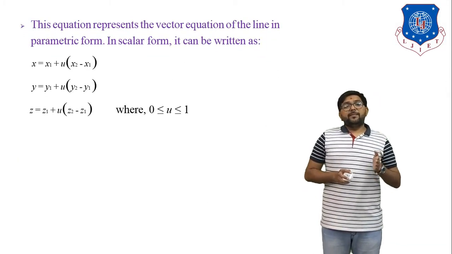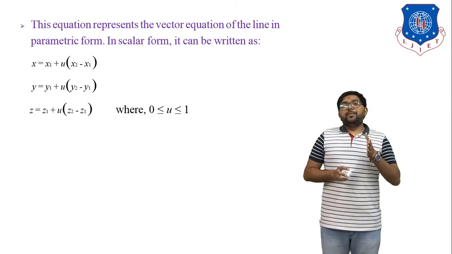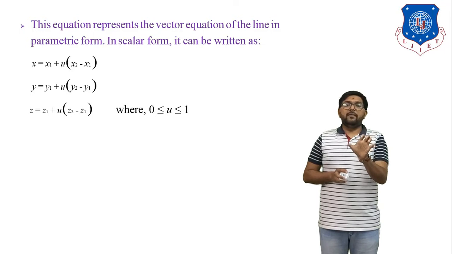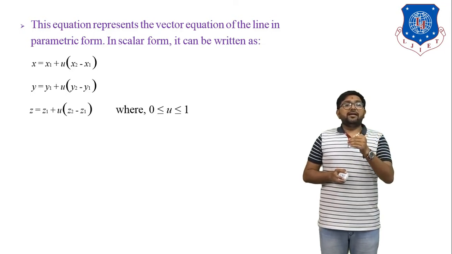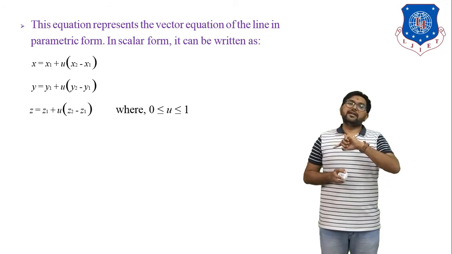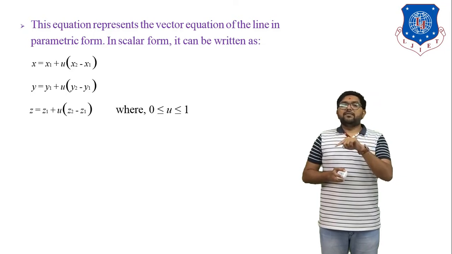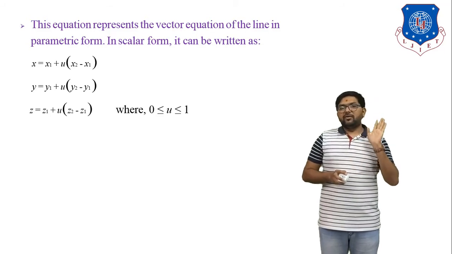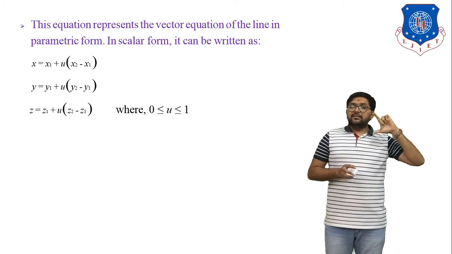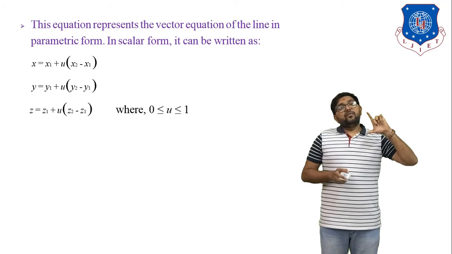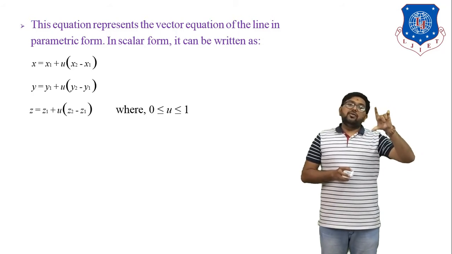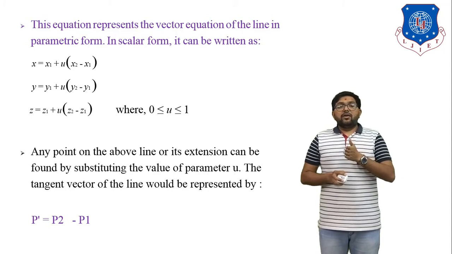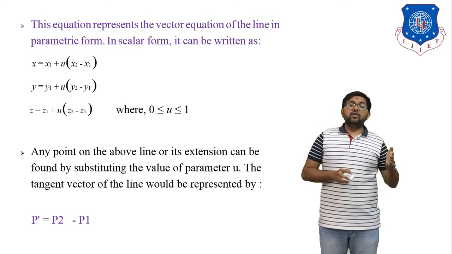Now this equation represents the vector equation: P is equal to P1 plus u into P2 minus P1. That is in vector form. Now we convert that equation into coordinates. The parametric form in scalar form can be written as x is equal to x1 plus u, x2 minus x1; y is equal to y1 plus u, y2 minus y1; and z is equal to z1 plus u, z2 minus z1, where 0 is less than or equal to u, which is less than or equal to 1. So the parametric equation of a line is P is equal to P1 plus u, P2 minus P1, but if you want to write it in coordinate form, you write x, y and z like this.